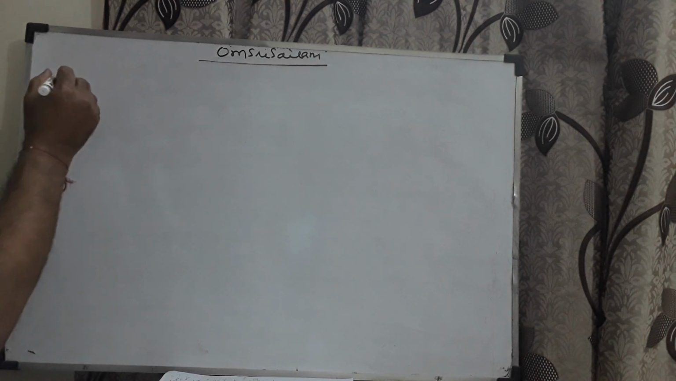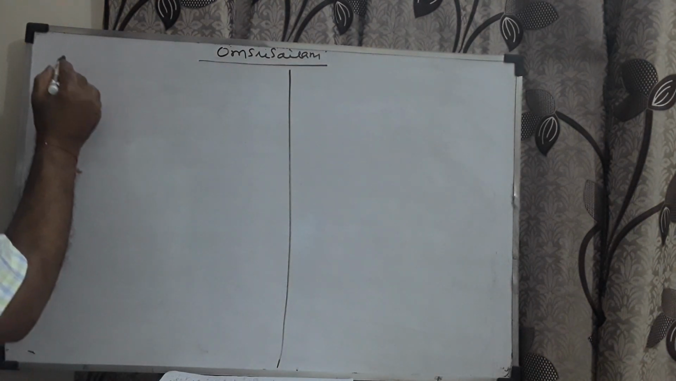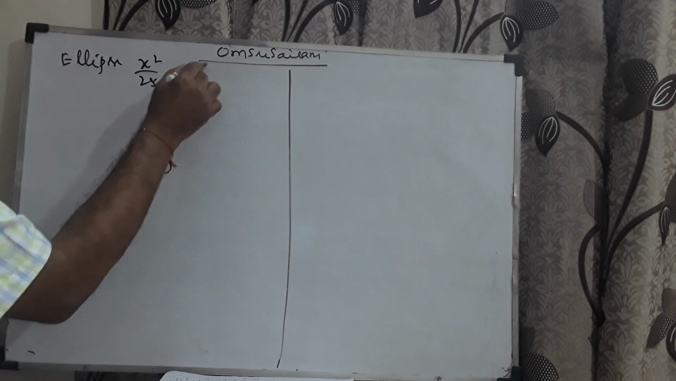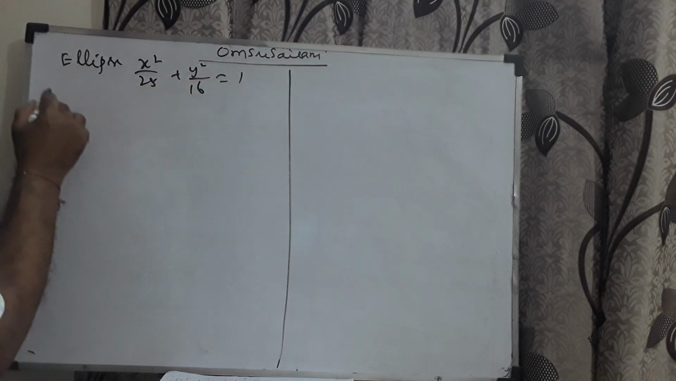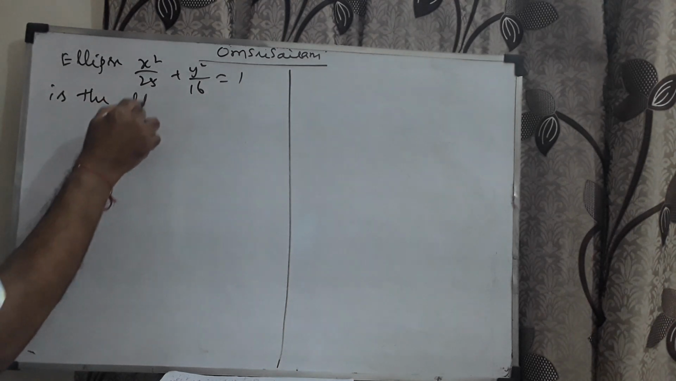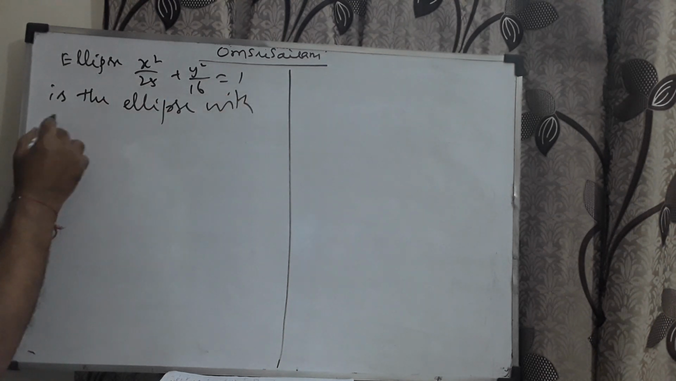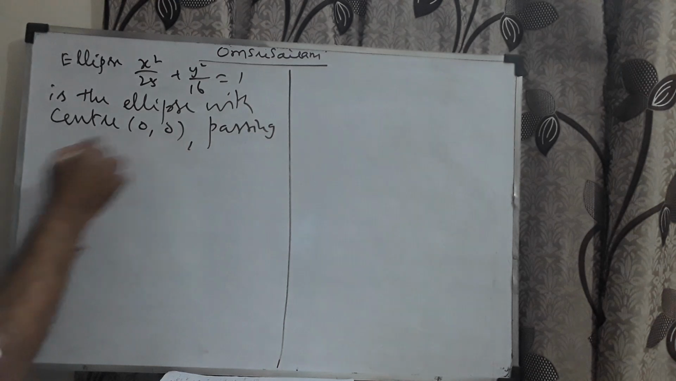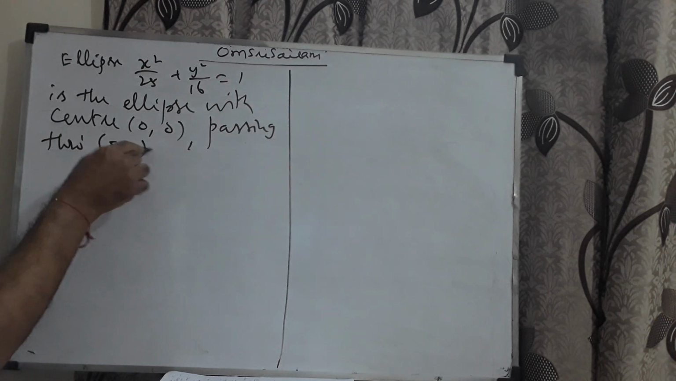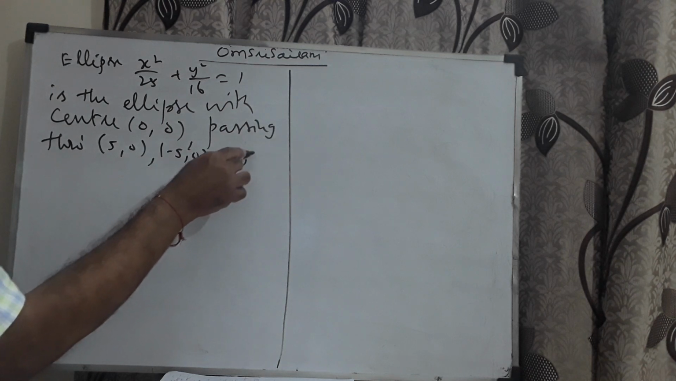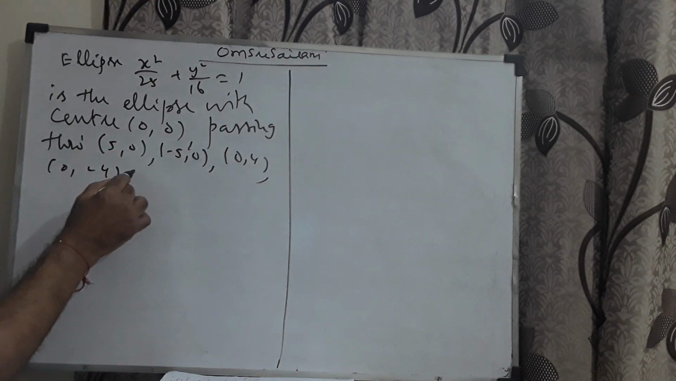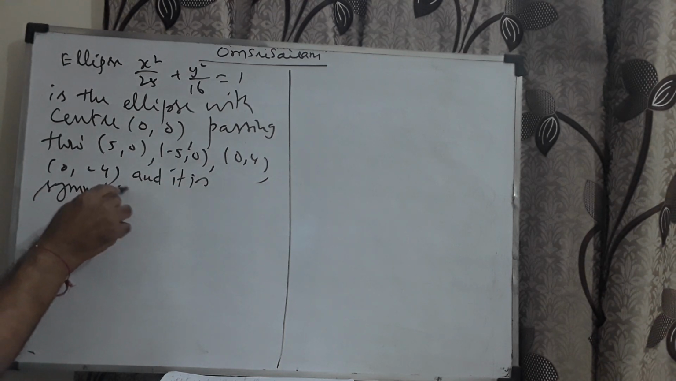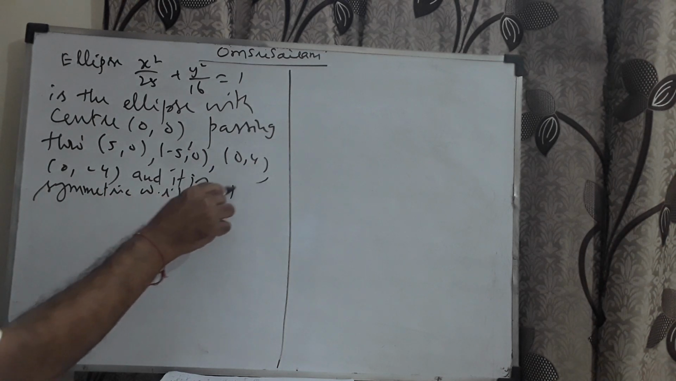Just see here, the ellipse x square by 25 plus y square by 16 is equal to 1 is the ellipse with center 0, 0 passing through 5, 0, minus 5, 0, 0, 4, 0, minus 4, and it is symmetric with respect to both the axes.